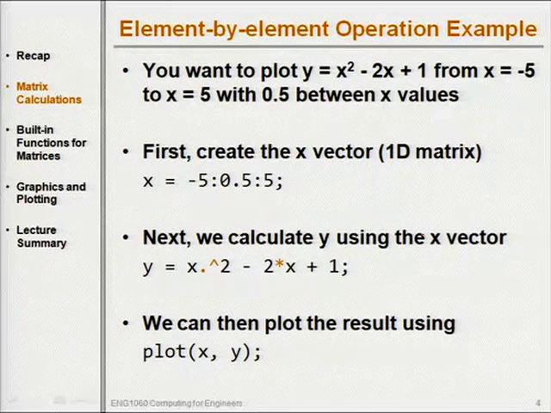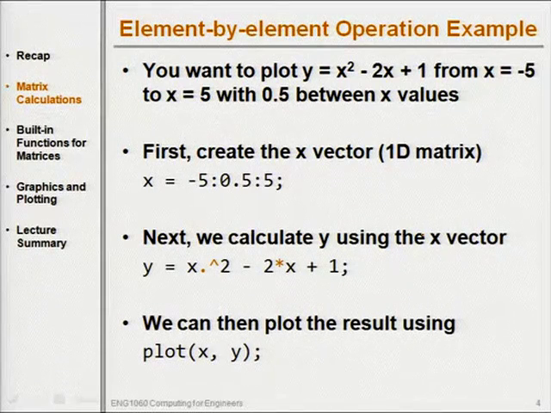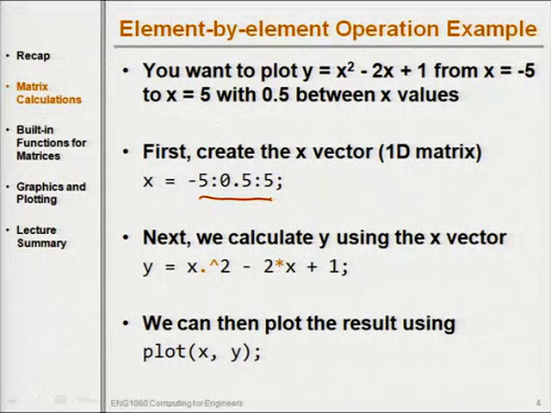So let's say now you have an equation, y equals x squared minus 2x plus 1. If you want to plot this from -5 to 5 with an increment of 0.5 between the x values, this is you trying to plot an equation. The first thing you need to do is create your vector x. You can create your vector x in this format, going from -5 to 5 with increments of 0.5.